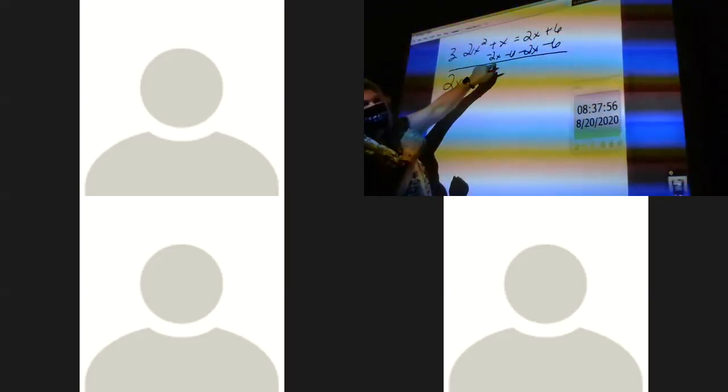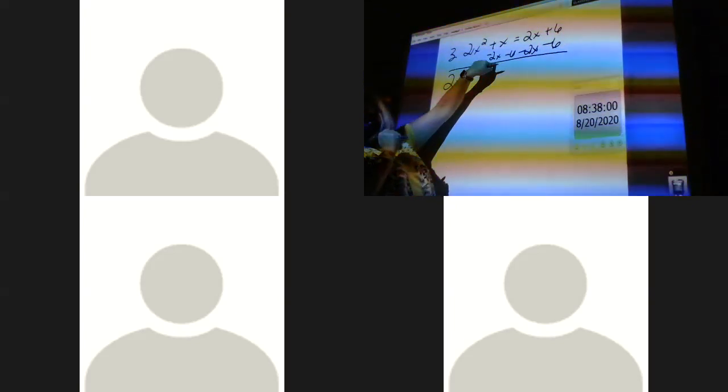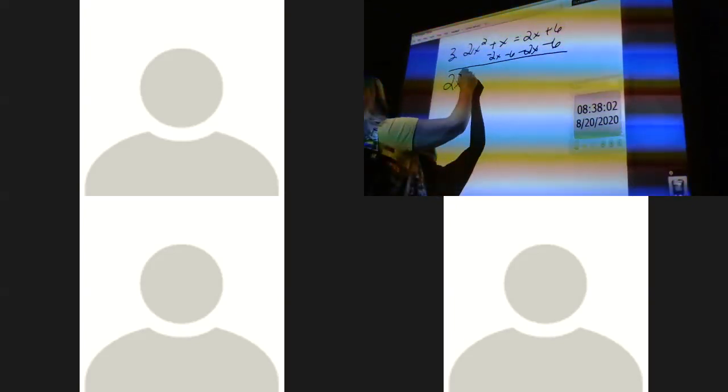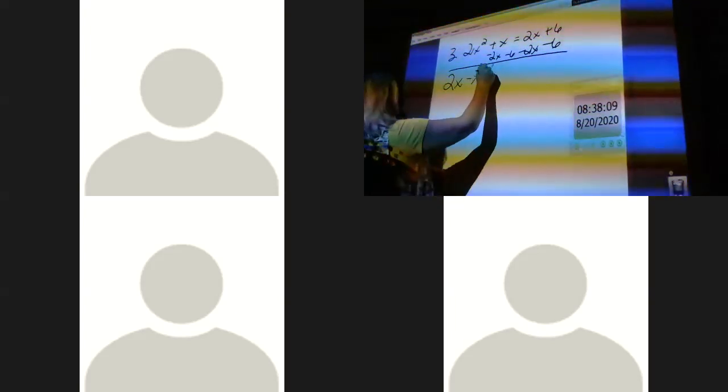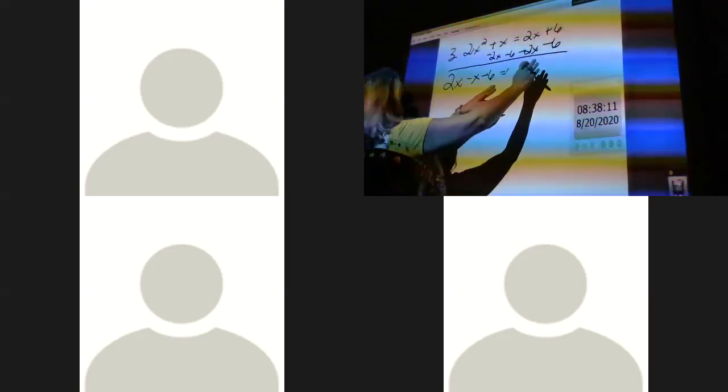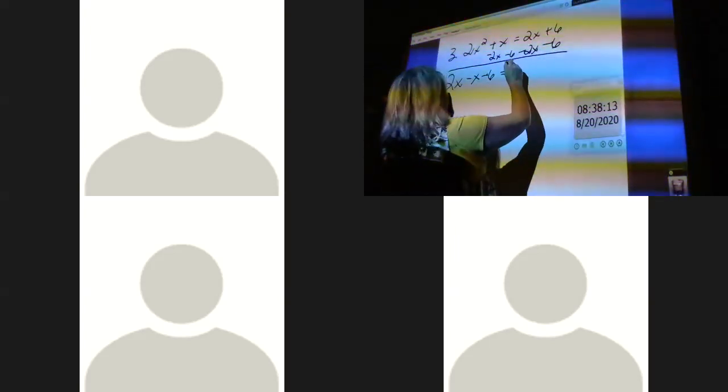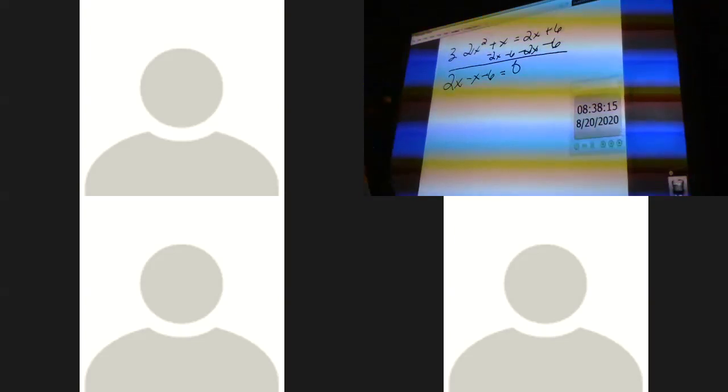So x minus 2x is what? Negative x. And then we have nothing, not another number, to subtract 6 from, so it's just negative 6. And then what are we left with on the right side? 0. Now what do we do? Factor.